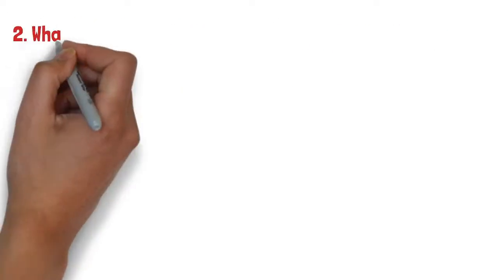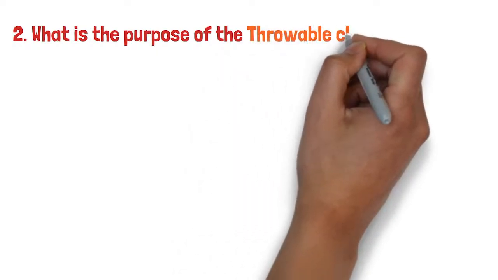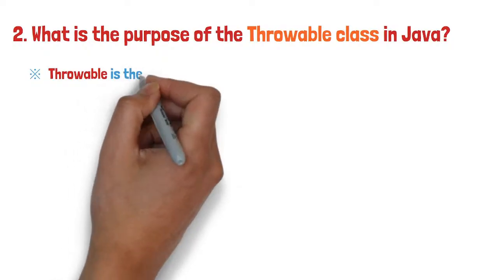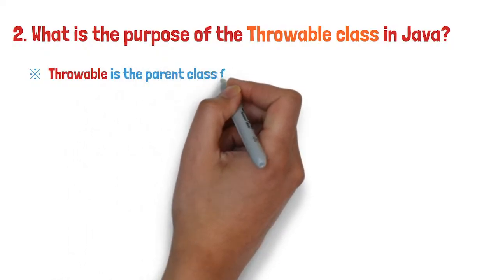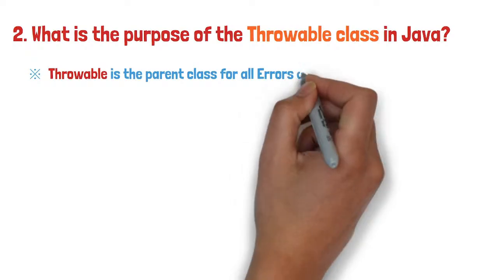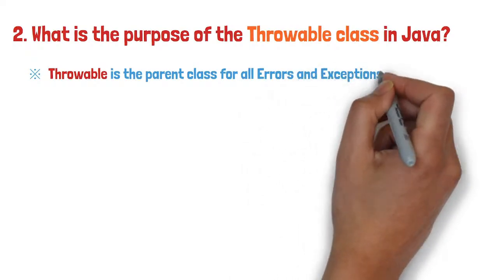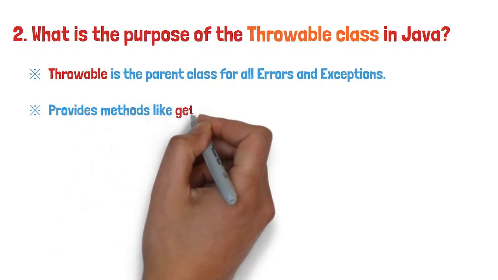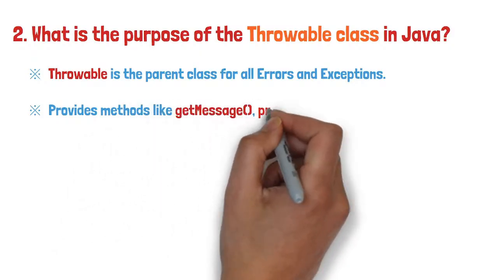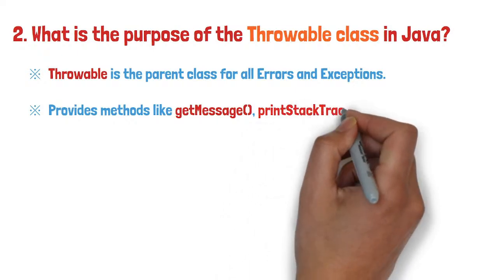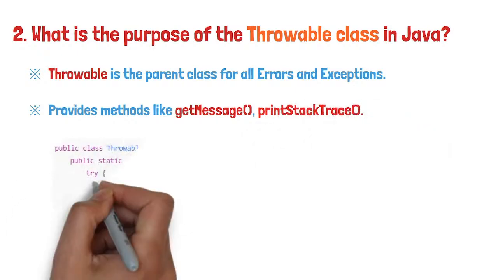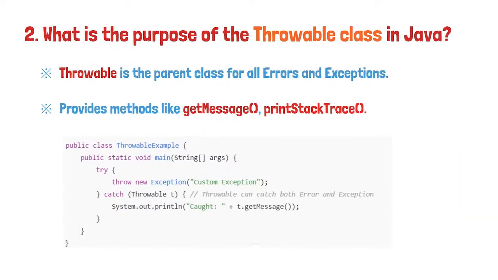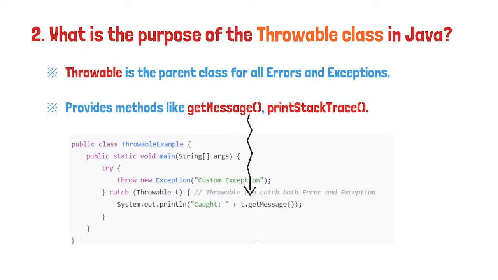The next question is: what is the purpose of the Throwable class in Java? Basically, Throwable is the parent class for errors and exceptions. It provides methods like getMessage and printStackTrace. So whenever you handle any error or exception, you can use Throwable, and you can access both getMessage and printStackTrace. It will easily handle errors and exceptions.